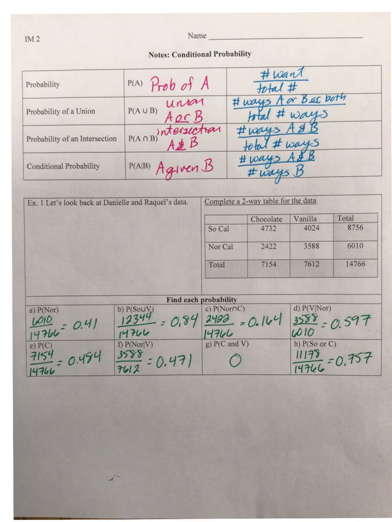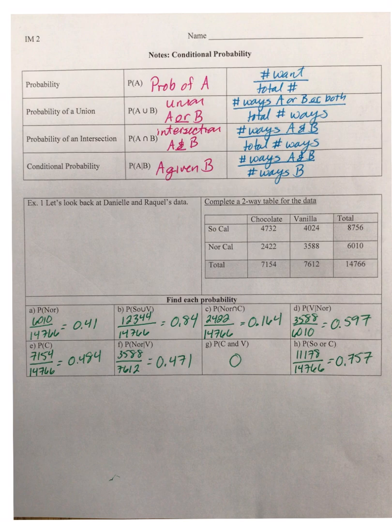All right, my beauties, conditional probability, page 1. So first we just want to remember basic probability. P of A means the probability of A, whatever event A is. And probability is just the number of ways to get what you want over the total number of possible ways.